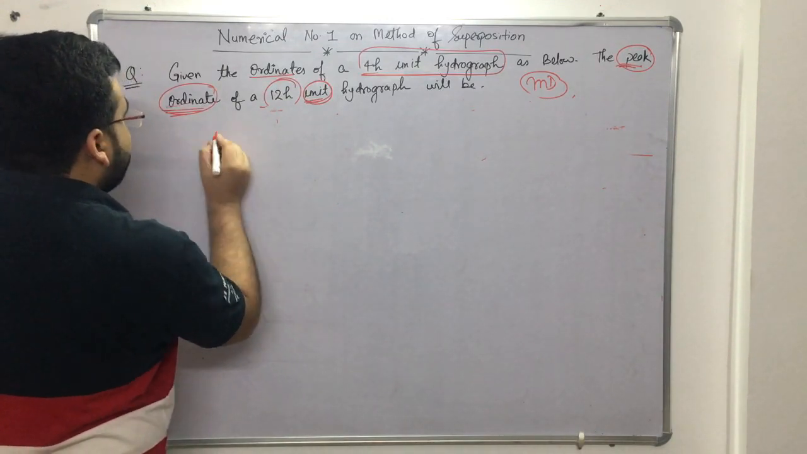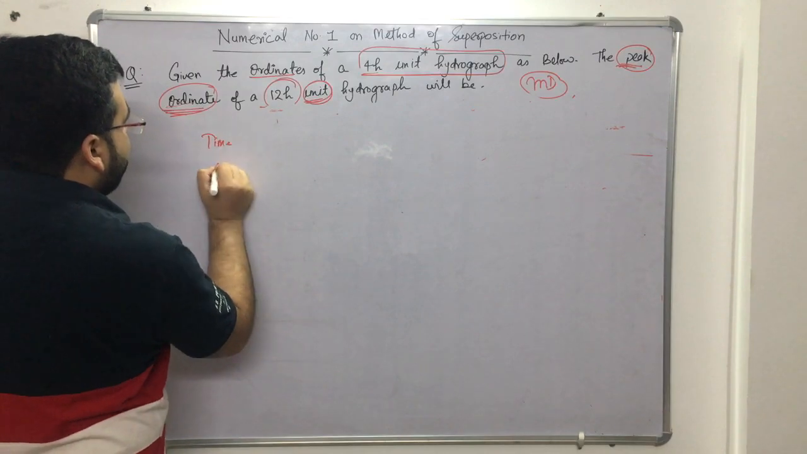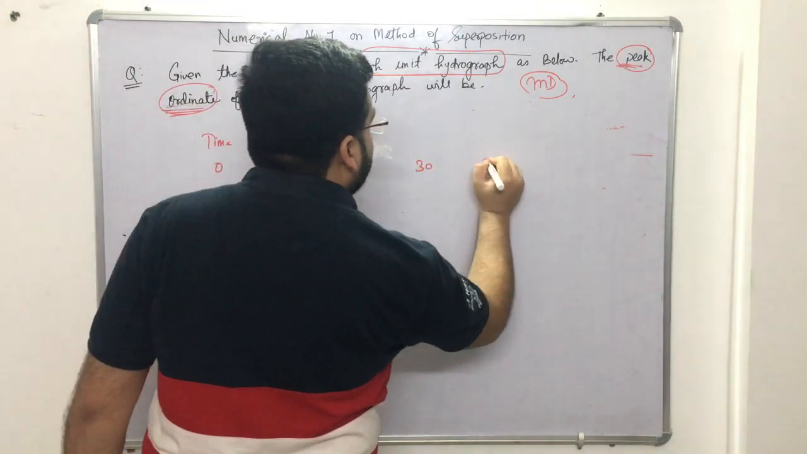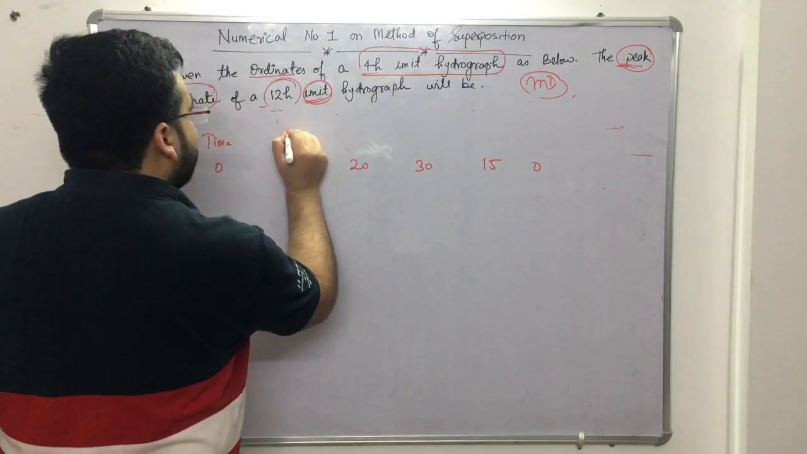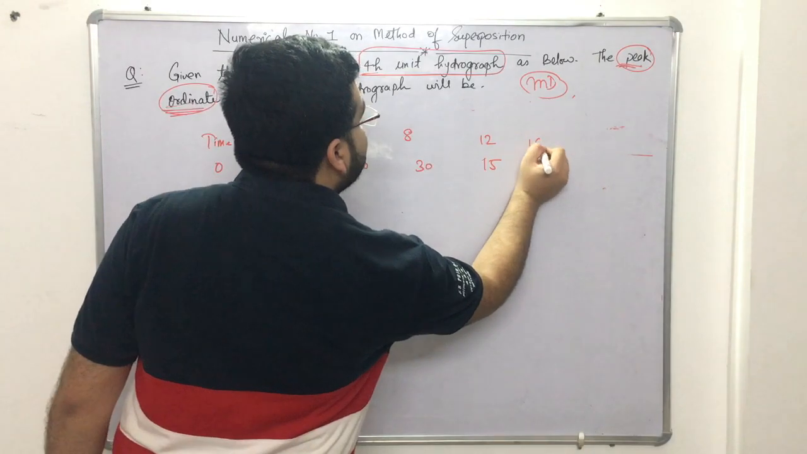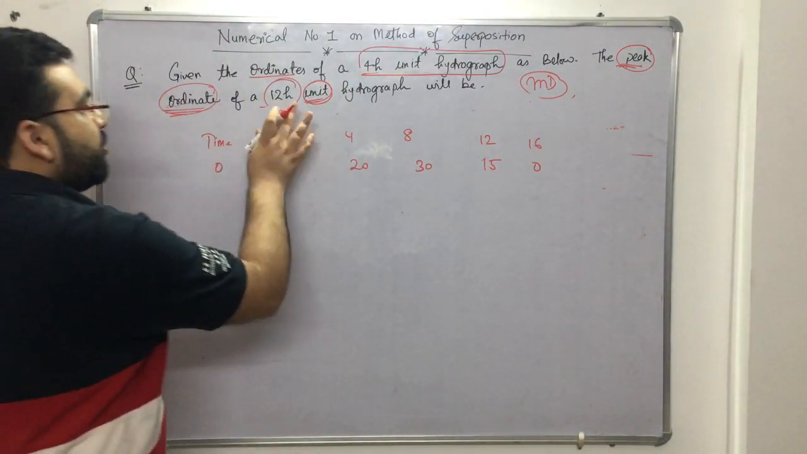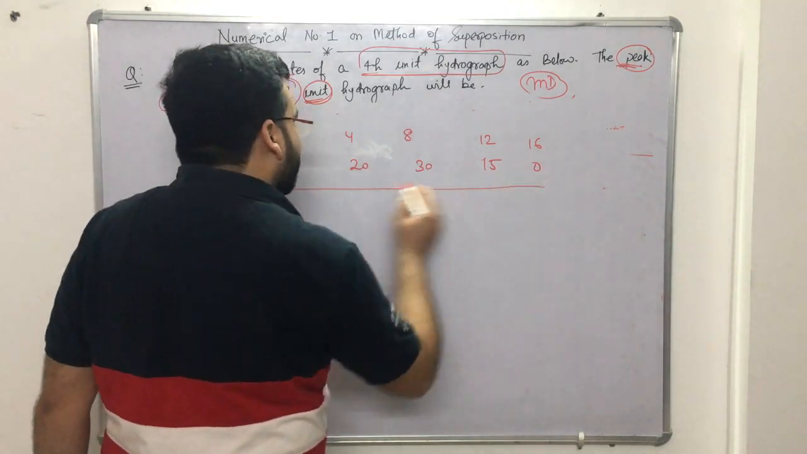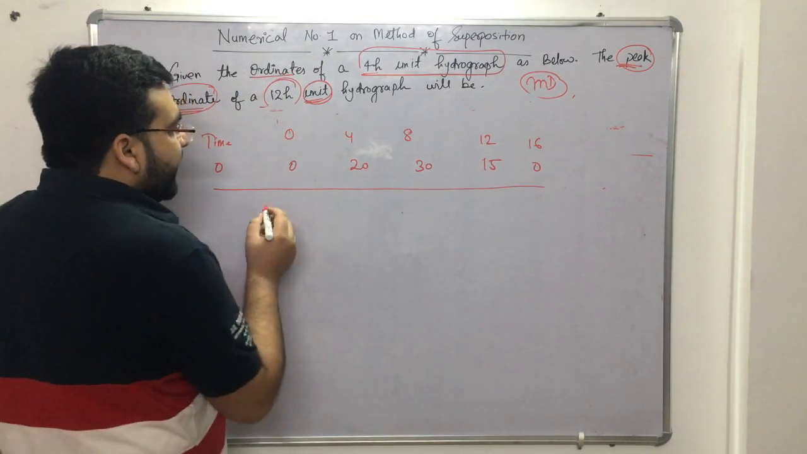This is the time and ordinate table: ordinates 0, 20, 30, 15 and 0, and time 0 hours, 4, 8, 12 and 16 hours. So you need to calculate the 12-hour unit hydrograph. Now what you have to do is, just below this table only, you can do the calculations. How to do the calculations?